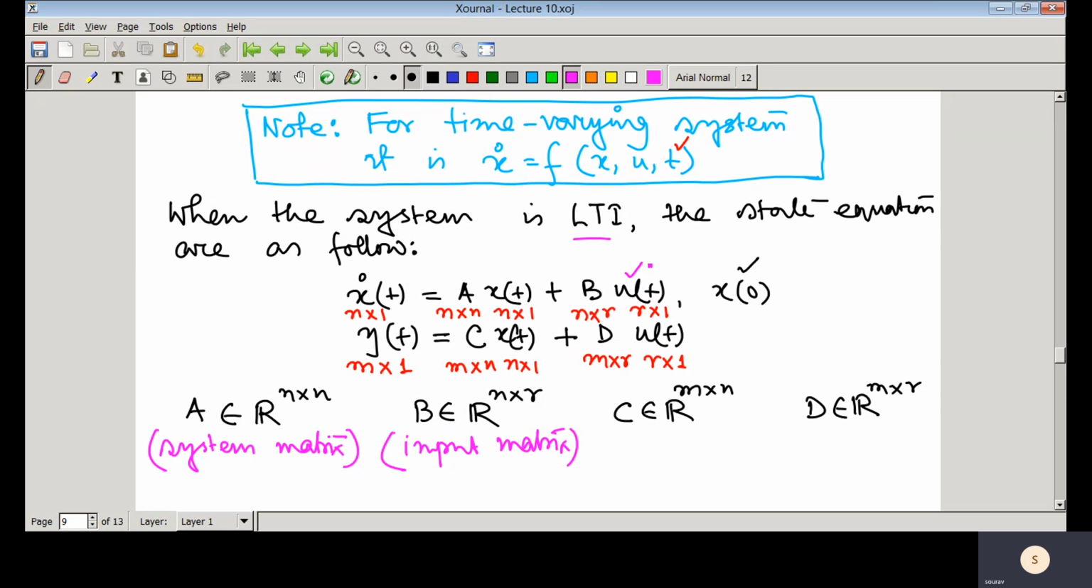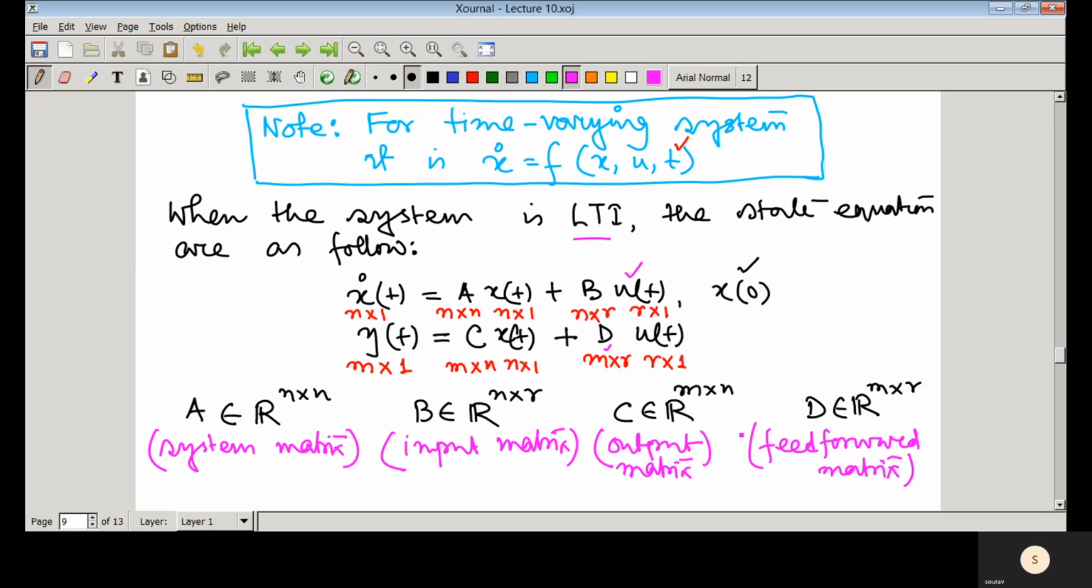But again, you may say that D is also associated with that U, then why is D not the input matrix? We'll see later that it has a different name. It is called the feed forward matrix. We'll describe later why it is called the feed forward matrix. Then C is the output matrix, because it is associated with that output, so that's why it is the output matrix.